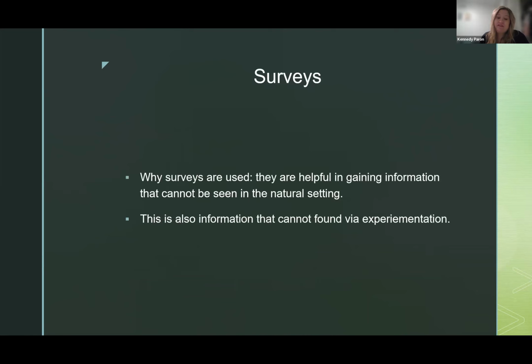This takes us to surveys. Why are surveys used, you might ask? So they're very helpful in gaining information on things that cannot be seen in the natural setting. They're sent home to parents and sometimes children, but mainly parents. This is also to offer information that can't be seen or found via experimentation.